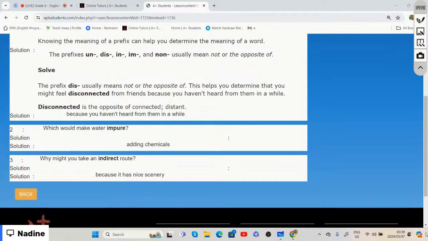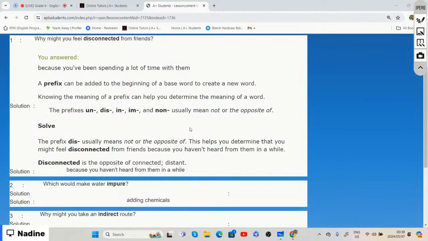And once again, prefixes like an, dis, in, im, and non mean not, or the opposite of. Think of disconnected. You're connected when you are together. As soon as you disconnect, it means that you're not together anymore. It is the opposite of connection.